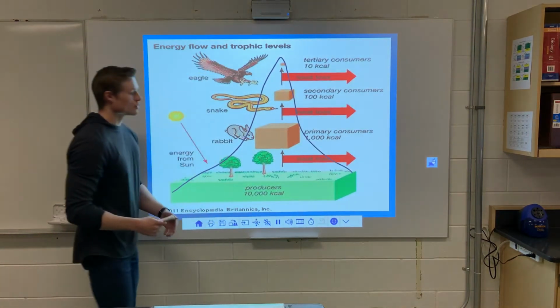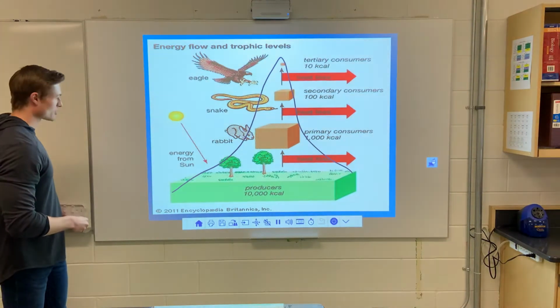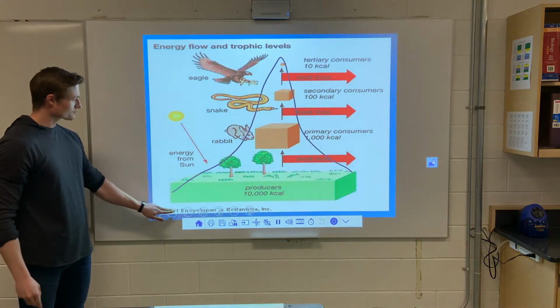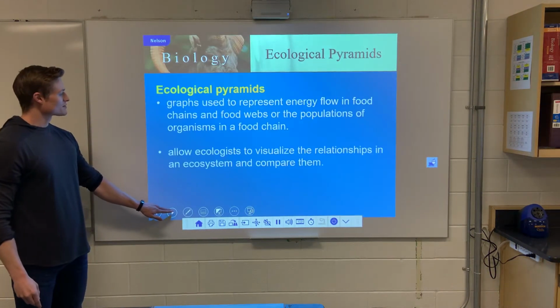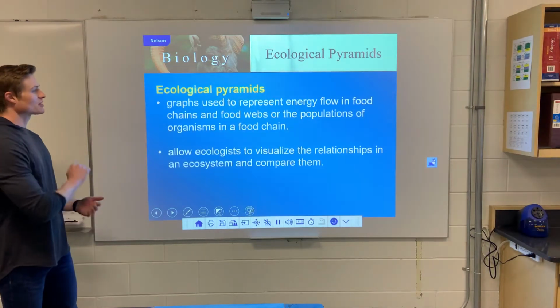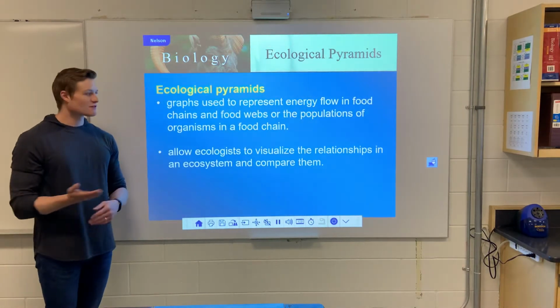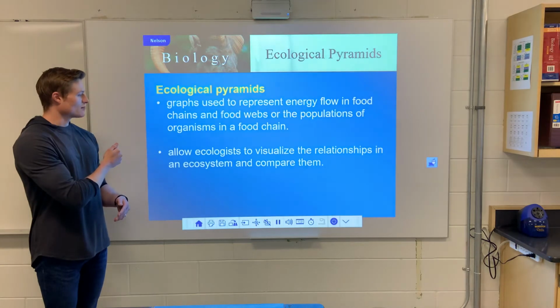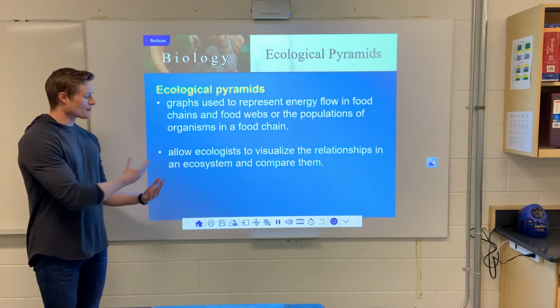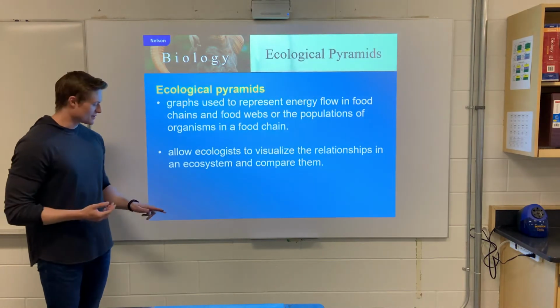And this is good. We want a pyramid. I'm going to explain why a pyramid is so important. Now, there's three types of pyramids out there. So an ecological pyramid will represent energy flow in a food chain and food web, and they give us a visual of the relationship within this ecosystem.